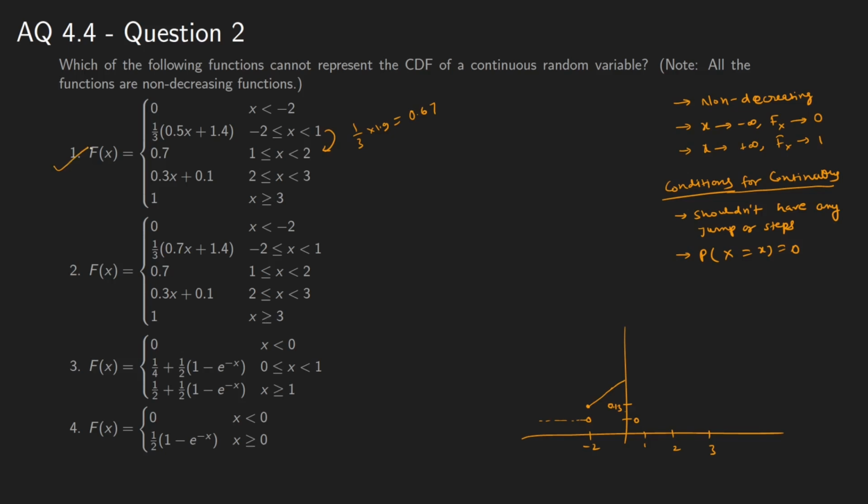So you can observe that this function has a lot of jumps, so it cannot represent the CDF of a continuous random variable. Coming to the second option, it's almost the same as the first option, but the only difference is that in place of 0.5 here we have put 0.7. So let's try to draw now for the second option.